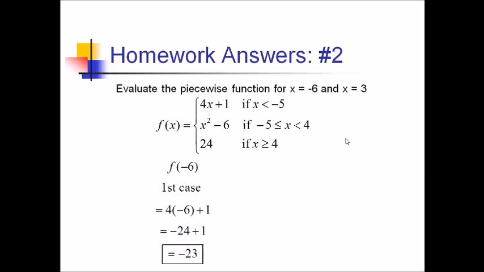And then we're doing f of 3. 3 falls in the second interval between -5 and 4, so we need the second rule. So we'll do now 3 squared minus 6, so that's 9 minus 6, or 3.